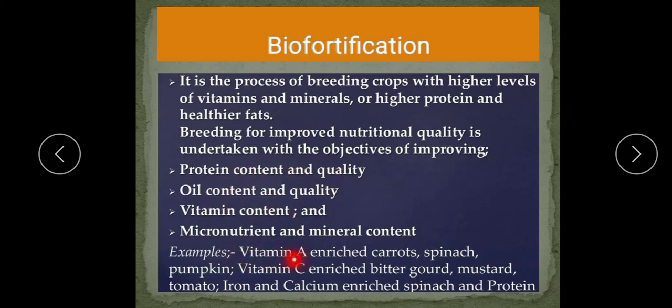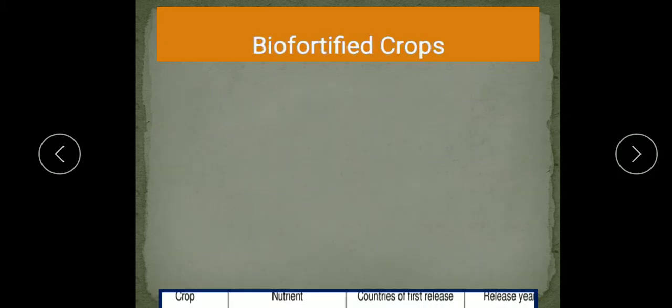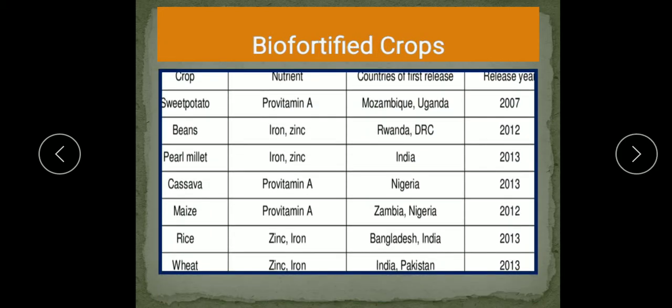For example, vitamin A enriched carrots, spinach, pumpkin; vitamin C enriched bitter gourd, mustard, tomato; iron and calcium enriched spinach. So these are examples of such crops. Till now we have developed many hybrid fortified varieties. In India and in other countries also, these biofortified crops are developed.